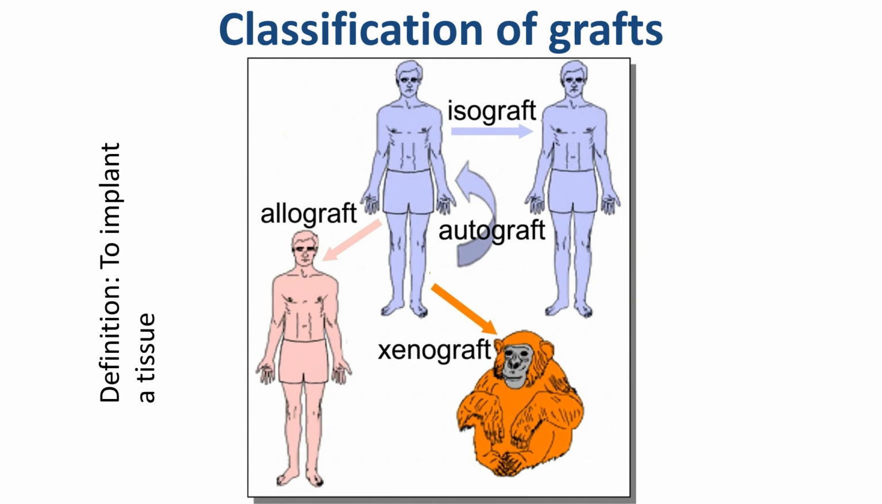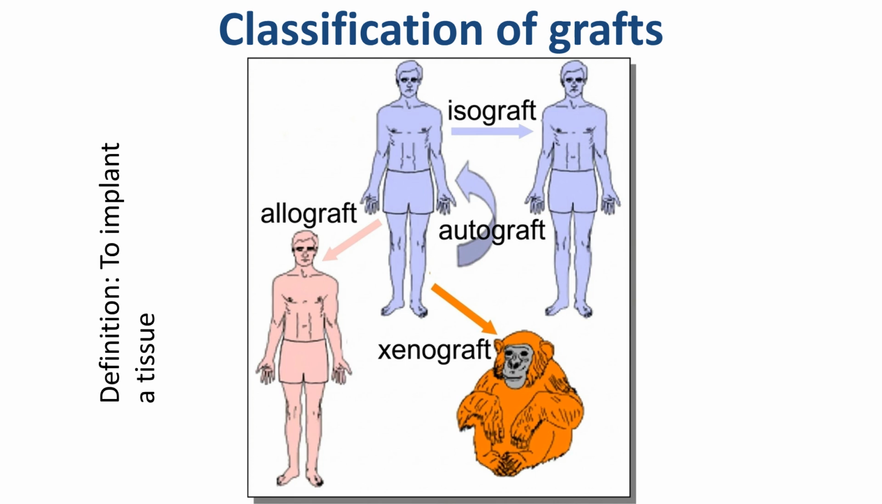Autograft involves transplanting tissue from one location to another in the same individual. Examples include skin grafts for burn victims or using a vein from the leg in coronary bypass surgery. Since the tissue is genetically identical, there's no rejection. Isograft involves transplanting between genetically identical individuals, specifically identical twins. Like autografts, isografts are not rejected because MHC molecules are identical.